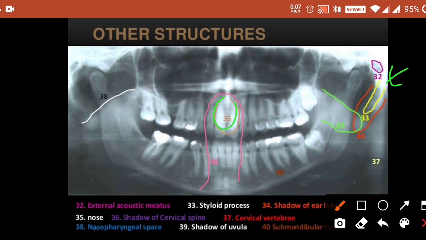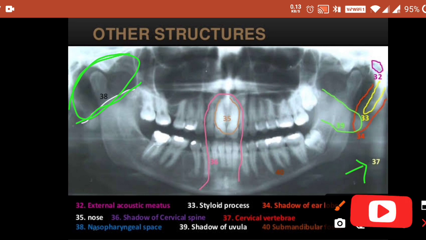Then in this region is a soft tissue landmark, the nose. Sometimes the shadow of the cervical spine is seen in this region very evidently. And then the cervical vertebrae are present over here. The nasopharyngeal space is here somewhere. This is your nasopharyngeal space. And this is the region of the submandibular fossa on our OPG.